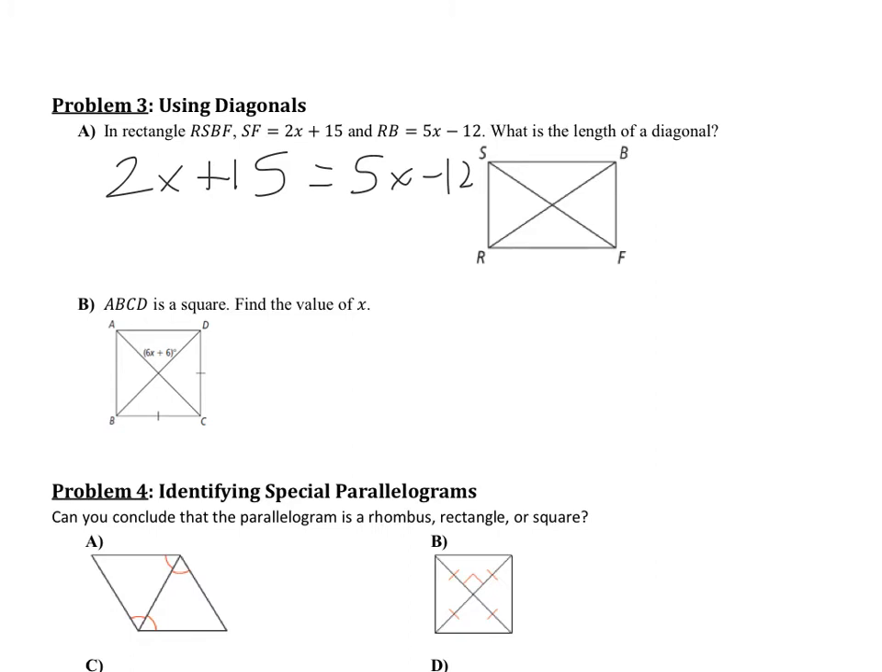If you know this is a square, now one thing that's very important to know is that a square is a rhombus and a rectangle. So anything that's true for a rectangle or a rhombus is also true for a square. Now in a rhombus, diagonals are perpendicular. That means this angle right here is 90 degrees. So I can do 6x plus 6 is equal to 90 and solve.